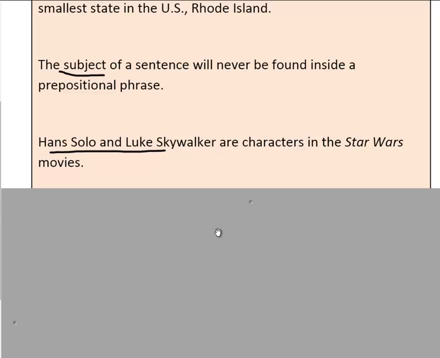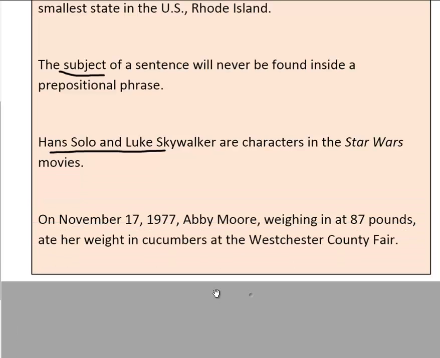So let's take a look at one of those examples. On November 17, 1977, Abby Moore, weighing in at 87 pounds, ate her weight in cucumbers at the Westchester County Fair. Now, you might think that this would be impossible, but we could check the records for this event, and since it's something that we could look up, that means that it is a statement of fact.